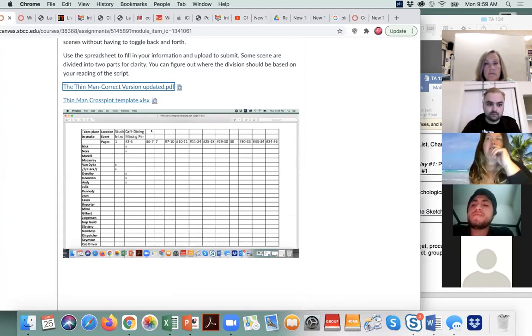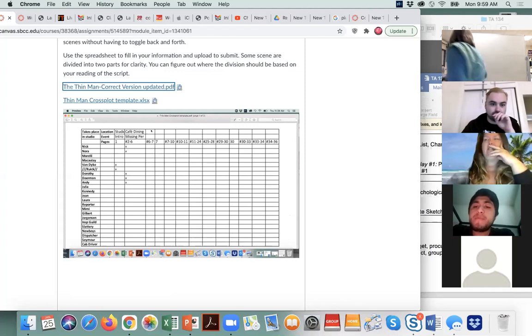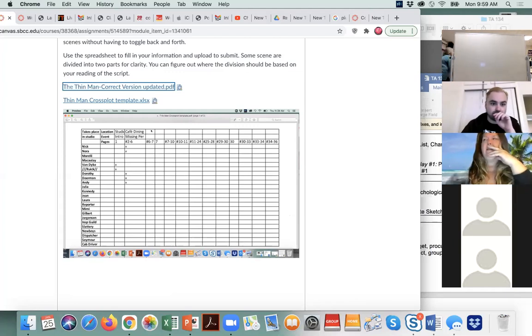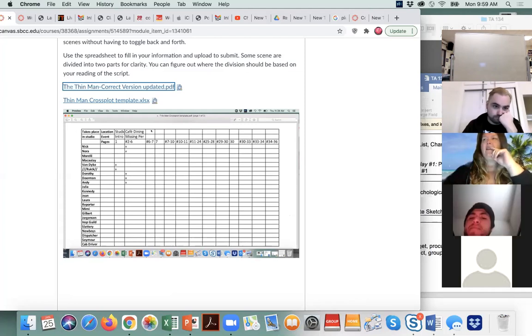So on the left-hand column, column A is a list of the characters' names that are in the play. I did have a question though. Were there some missing from this list? Because I found a couple, and then there's one who I didn't find at all in the play.